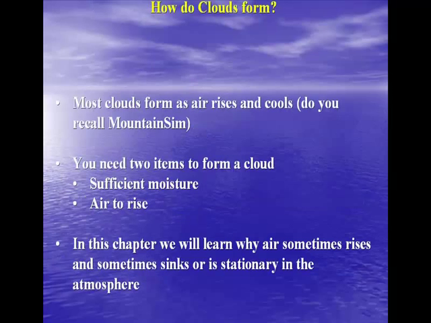So the first question that we'll ask is, how do clouds form? Well, if you recall from Mountain Sim, we took a parcel of air, which was represented by that leaf. We moved it up the mountain. We noticed that it began to cool, and as it reached the saturation vapor pressure curve, it began to condense, and a cloud was formed. Two things that you need to form a cloud: obviously, sufficient moisture present in the atmosphere, and then a way to move air upward through the atmosphere to where it eventually cools and condenses. In this chapter, we will learn why air sometimes rises and sometimes sinks or is stationary in the atmosphere.